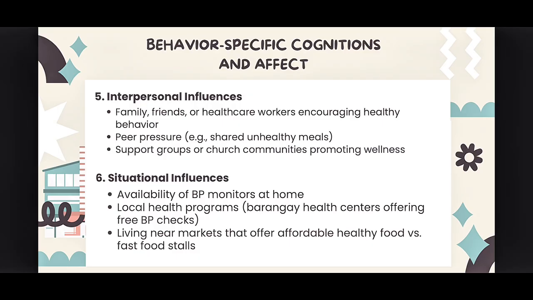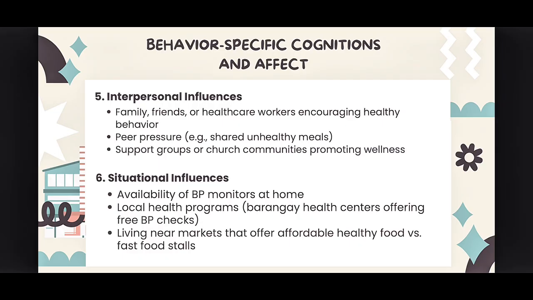Next is the situational influences. This is about the environment and resources available to the person. For instance, if a patient has a BP monitor at home, it is easier for them to regularly check their blood pressure. Also, barangay health centers that offer free BP monitoring or health programs make prevention and management more accessible. And location also matters. If they live near a market where healthy food is affordable, it supports their better choices. But if they are surrounded mostly by fast food stalls, it increases the temptation to go for unhealthy options.